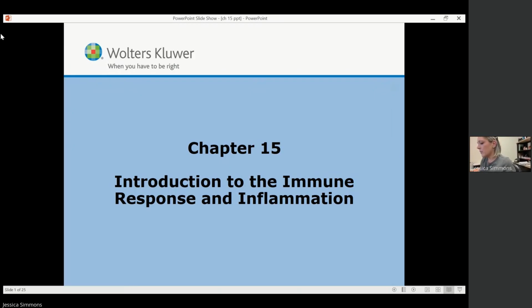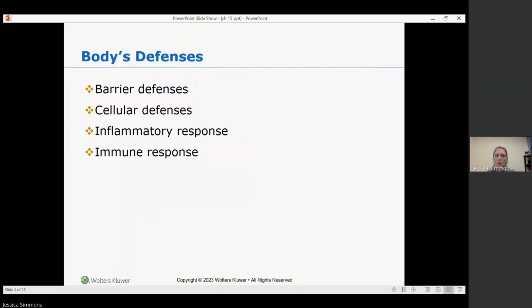So these are drugs that are acting on the immune response and inflammation. We have specific defenses in our bodies that are there to protect us, and those include barrier defenses, cellular defenses, inflammatory response, and immune response. An example of all four of those starts on page 258 in your book.